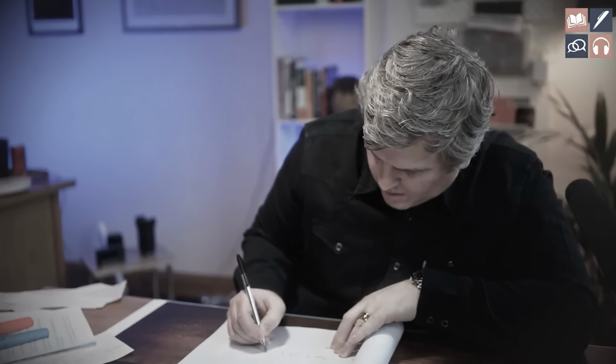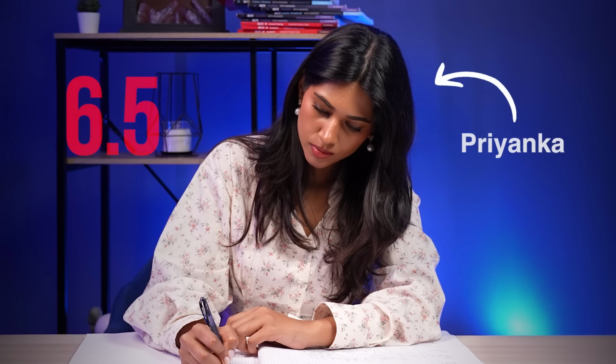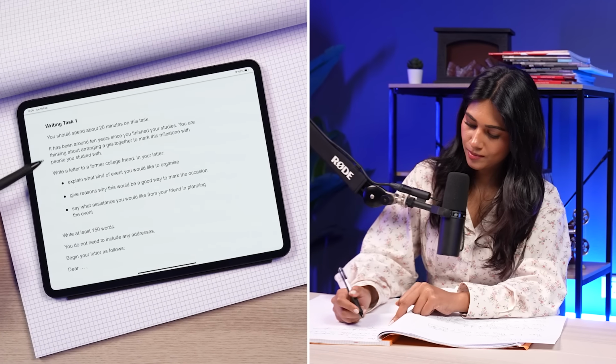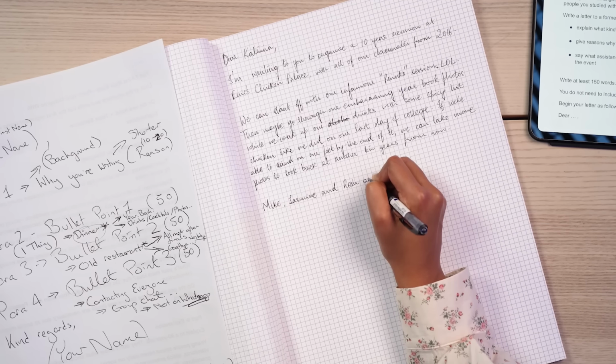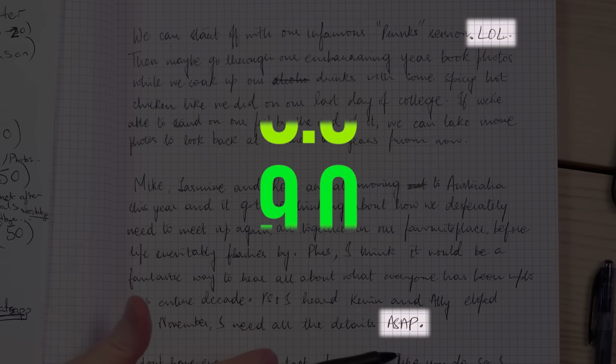Most IELTS students hit a wall at 6.5 in writing task 1, but what if you could break through with just a few simple changes? That's exactly what we're doing for Priyanka today. So I'm going to show you the exact steps to turn basic informal letters stuck at 6.5 into a band 8 or even 9 answer with just a few simple changes.